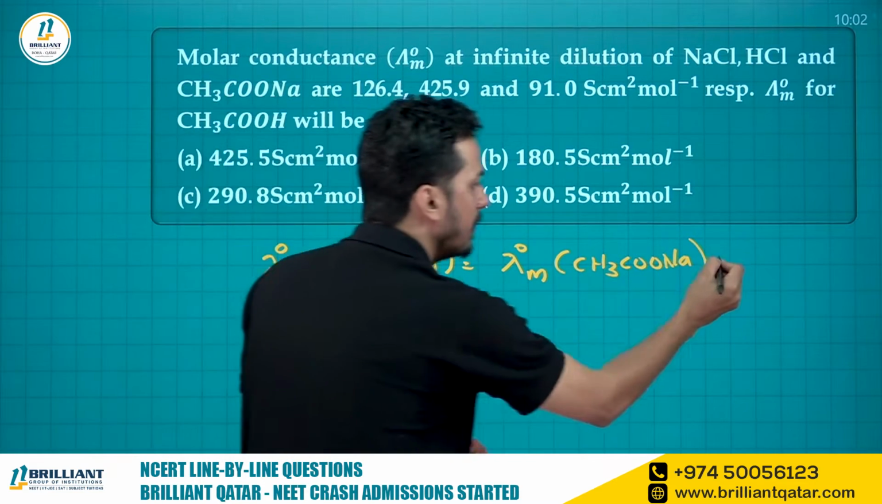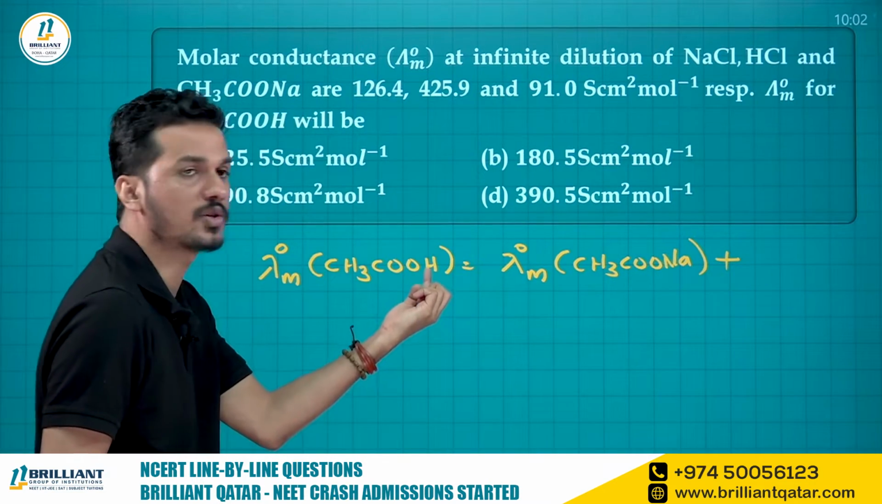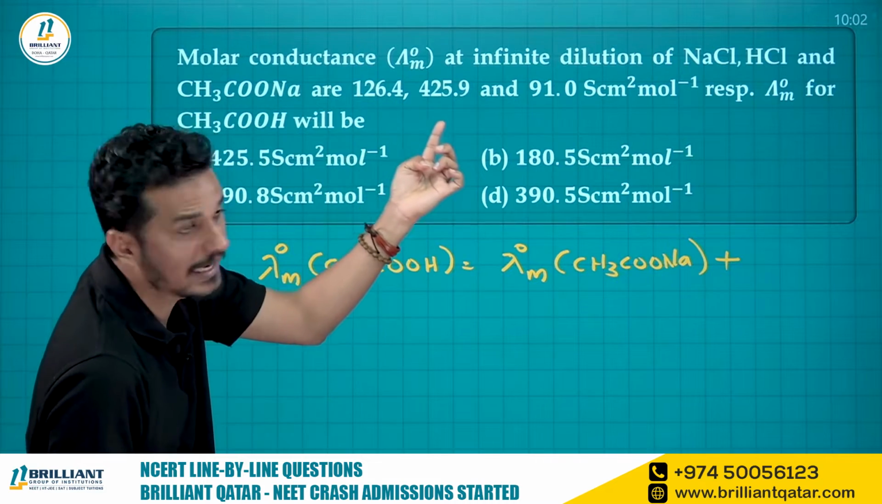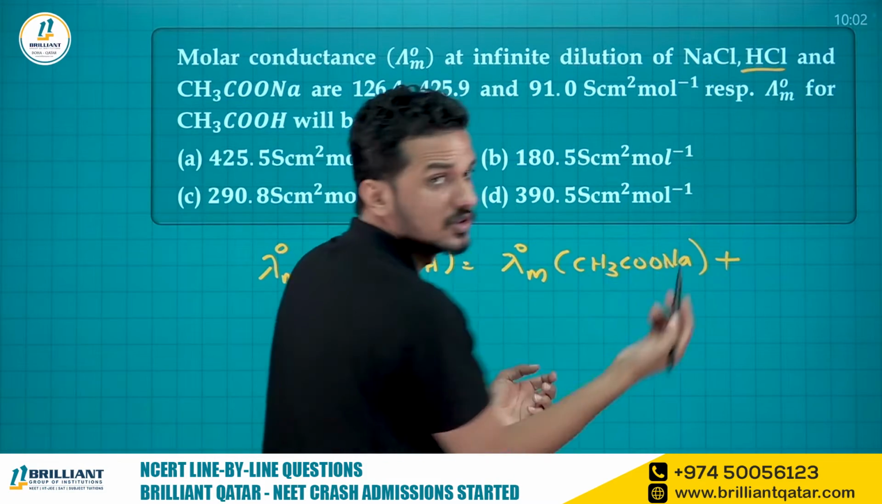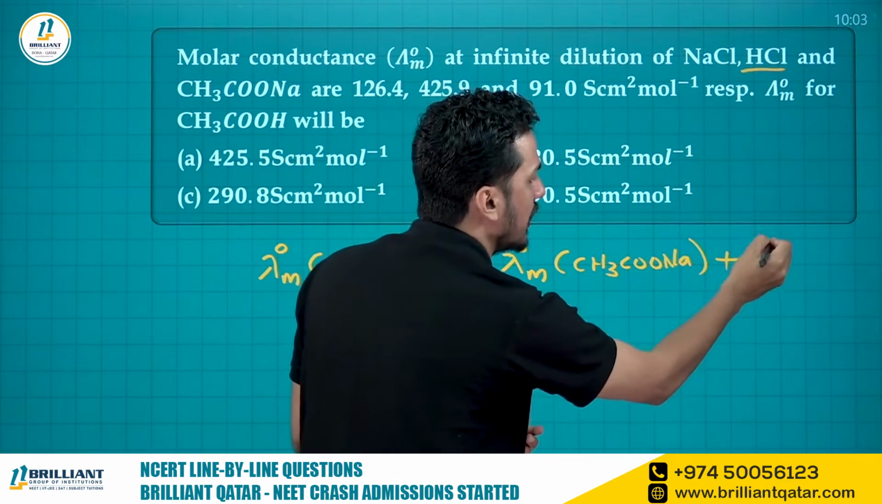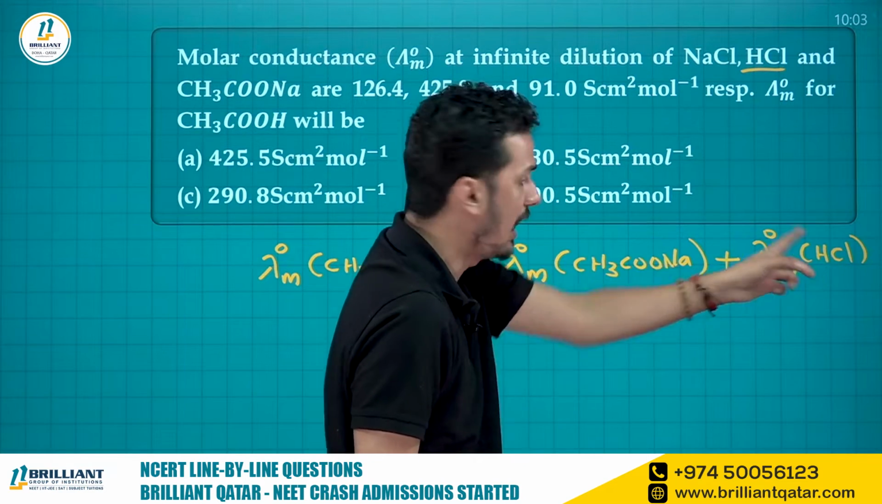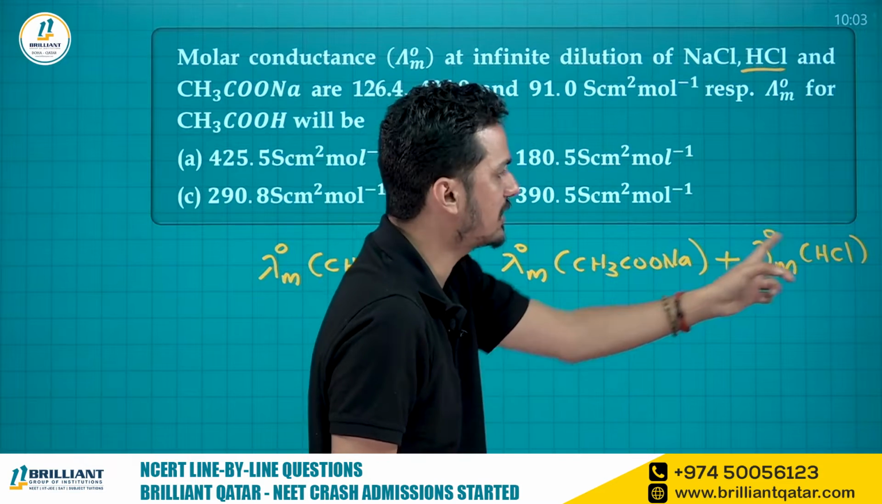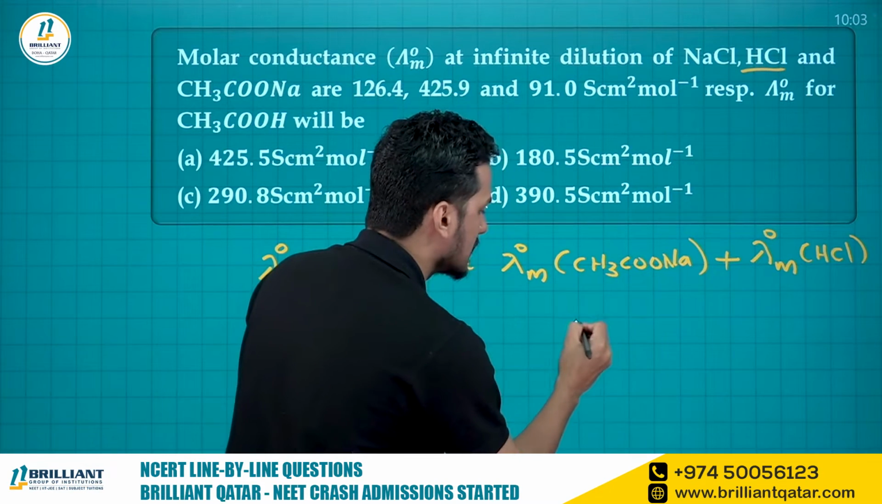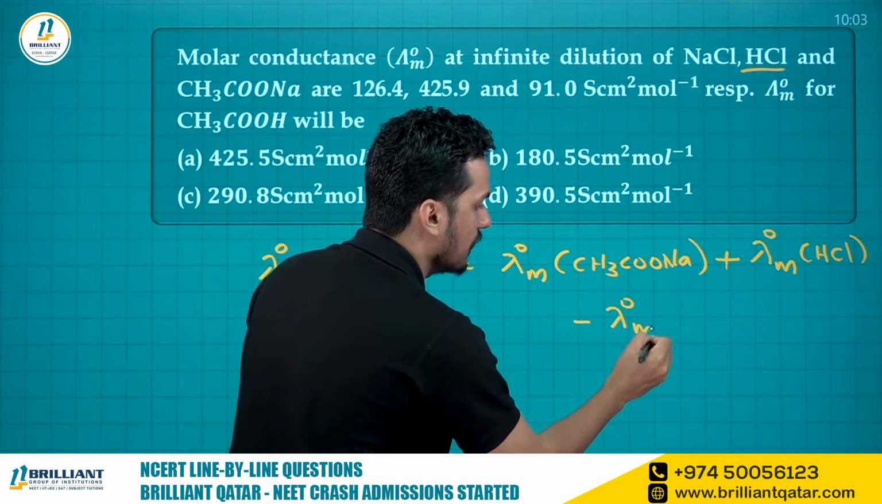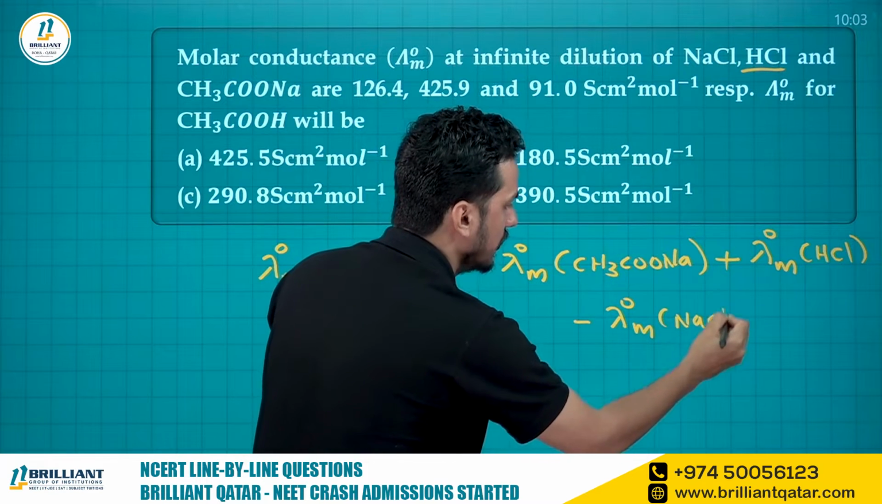Then again, I am adding what I need. H also I need. Is there anything that contains H? Yes, HCl is there, so I can add Lambda 0 m of HCl. But here Cl I don't need, and Na I don't need. That means NaCl I don't need, so I can subtract Lambda 0 m of NaCl. So that will be the answer.